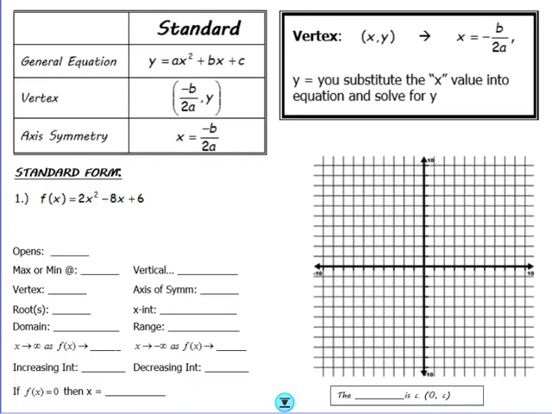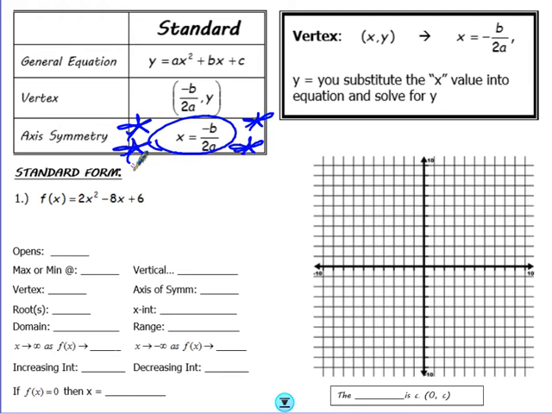So standard form, our general equation is y equals ax squared plus bx plus c. Our vertex is negative b over 2a and then y, which we'll talk about how we get that vertex in a minute. And then we have our axis of symmetry. So this equation is x equals negative b over 2a. That is an important equation to make sure that you know. So star that.